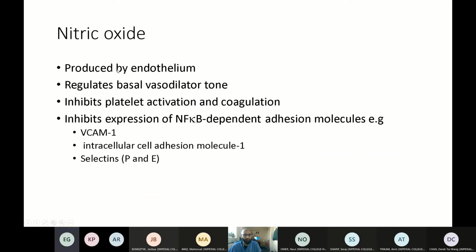Just a bit of background about nitric oxide, as I'm sure you all know, it's produced by the endothelium, and it is one of the key regulators of vasodilator tone. So disruption of the nitric oxide interferes with the state of vasodilation of the vasculature and causes changes in the intima and other layers of the vascular wall.